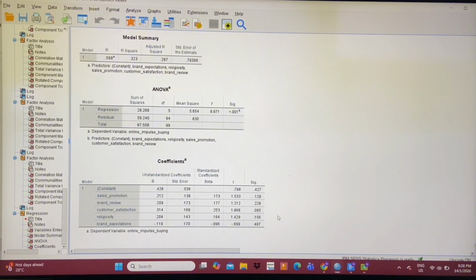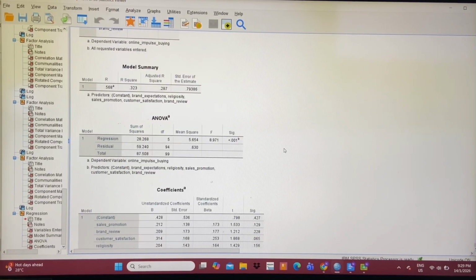In conclusion, to summarize what has been stated, the regression model is statistically significant overall, and the independent variables explain 32.3% of the variance in online impulse buying. However, none of the individual variables are statistically significant at the 5% level. Although customer satisfaction shows the strongest influence among them, this suggests that online impulse buying is influenced by multiple factors collectively rather than by a single dominant variable.